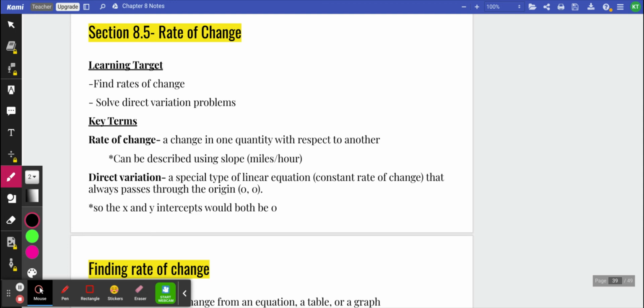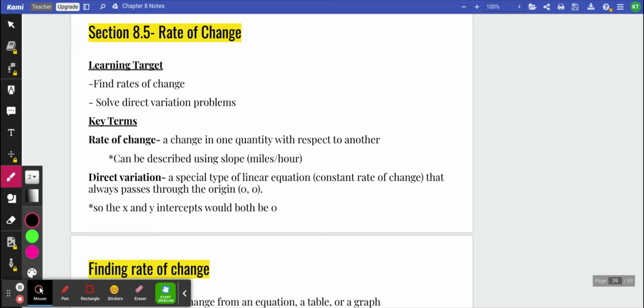All right, today we're going to look into section 8.5, which builds upon what we talked about in 8.4, which was slope. We're going to look at rates of change for linear functions and also a specific type of linear function called direct variation. So our learning targets are to find rates of change and to solve direct variation problems.